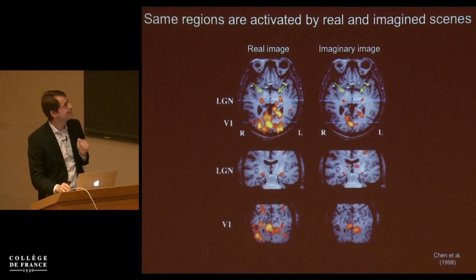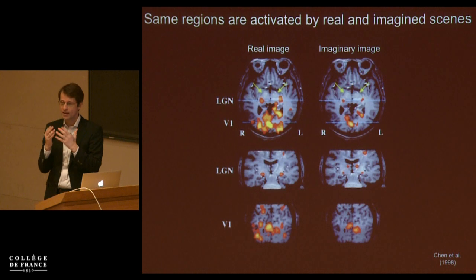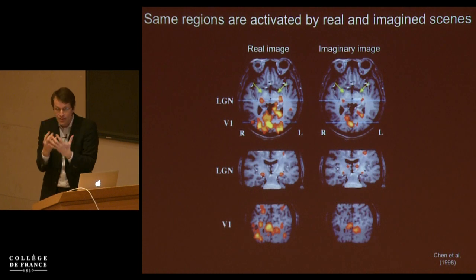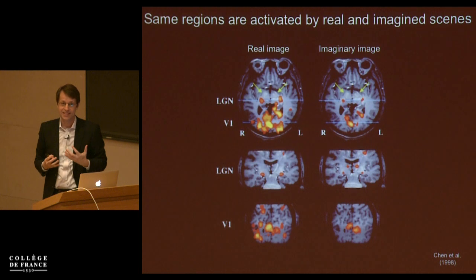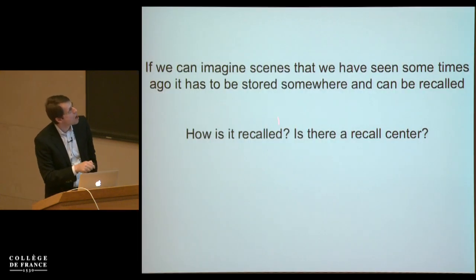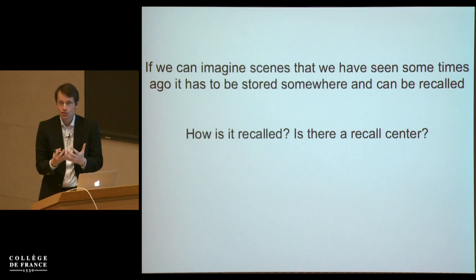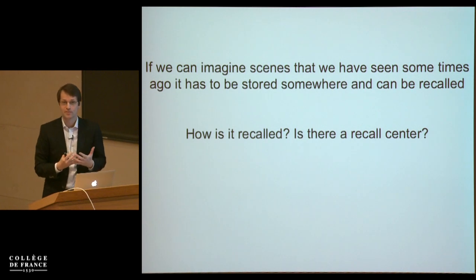Now the question is, what is happening when I close my eyes and imagine your face? If there is a mind's eye, there must be somewhere a representation, and I have to be able to recall it. So the question we will ask is, how is this recalled, where is the recall center, and where is the actual image stored?